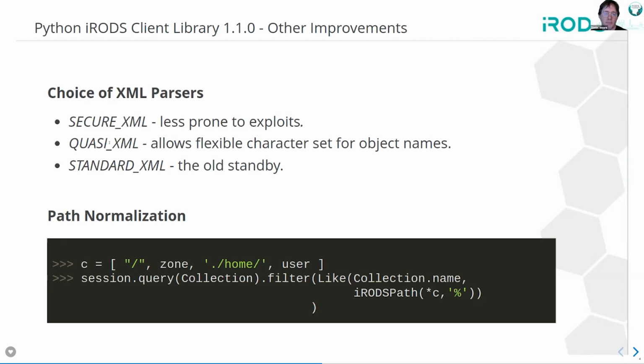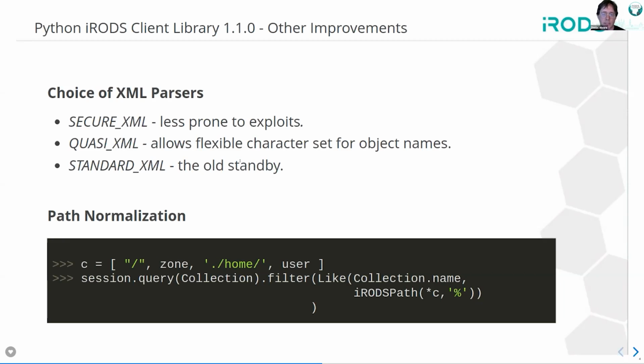The quasi XML actually allows us to create, use, and importantly, query objects that have particular characters such as backticks and end quotes in them, which we were not previously able to handle.